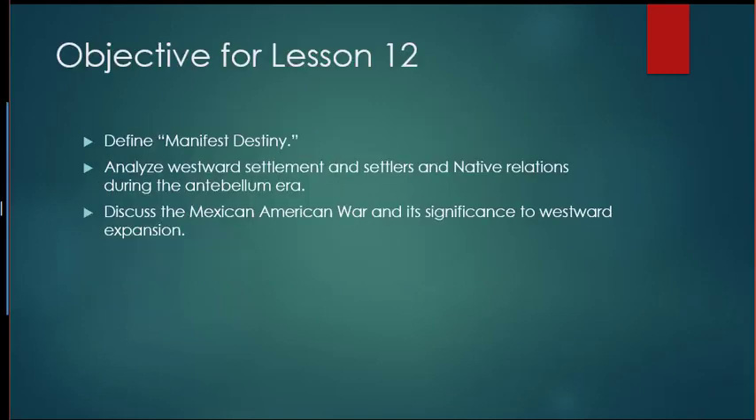We have several objectives for Lesson 12. They include defining manifest destiny, analyzing westward settlement and settlers and natives relations during the antebellum era, and discussing the Mexican-American War and its significance to westward expansion.